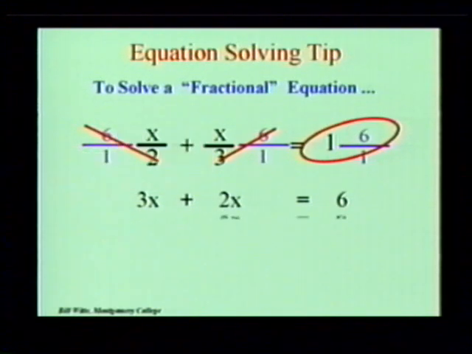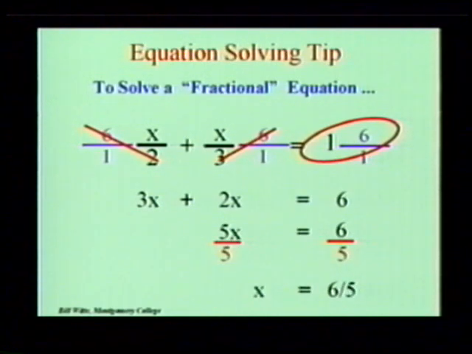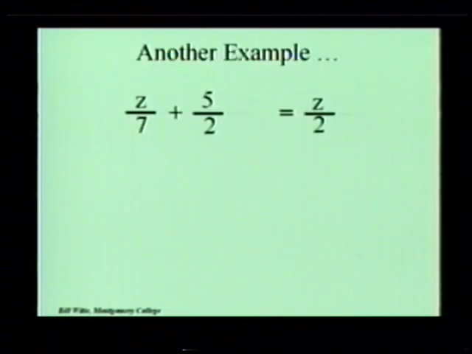So let's finish this bad boy off. 3x plus 2x, 5x. Now we got to get that x by itself. Divide by 5, and x is 6/5. You're absolutely correct. Wow, that wasn't so bad. Okay, let's do another one.